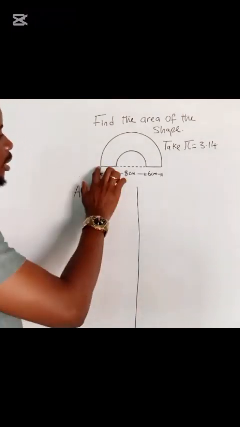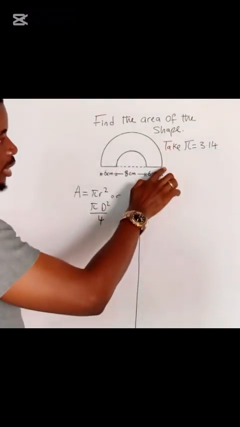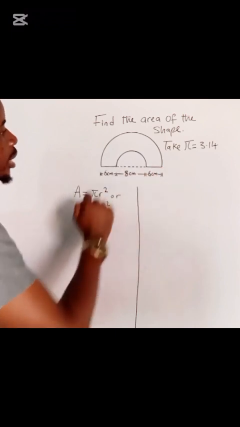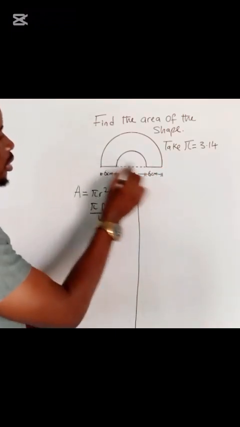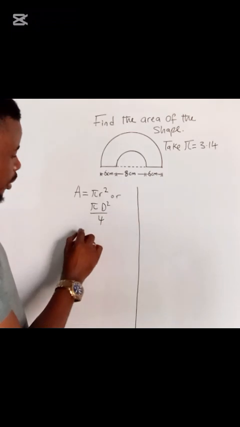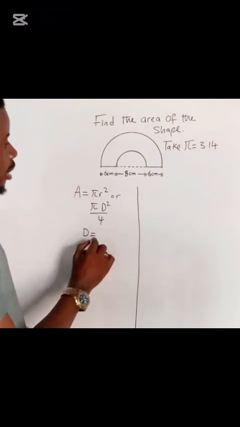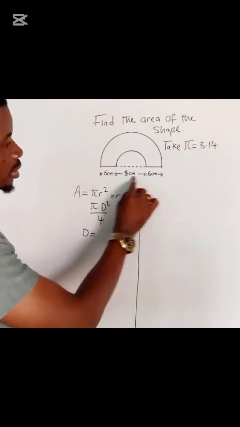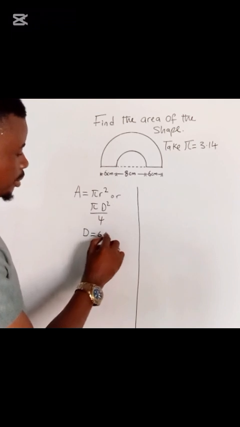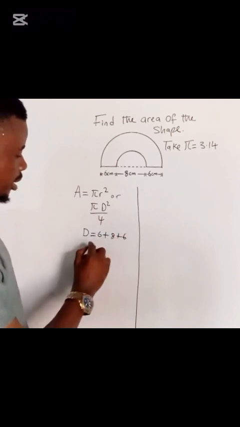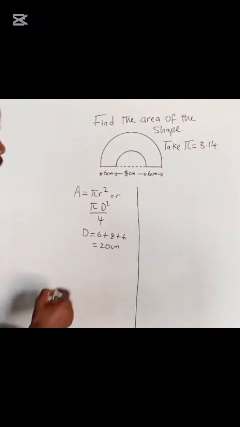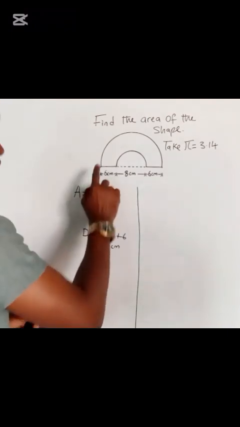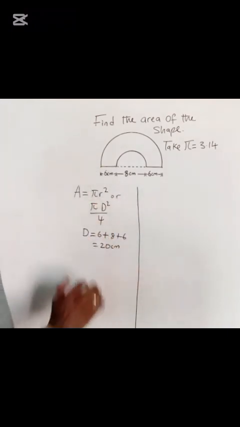Now if you look at the major semicircle, the bigger one, you can see that the diameter of the semicircle is from this point down to this point. So the diameter of the bigger semicircle will be the total length, 6 plus 8 plus 6, which is 20 centimeters.